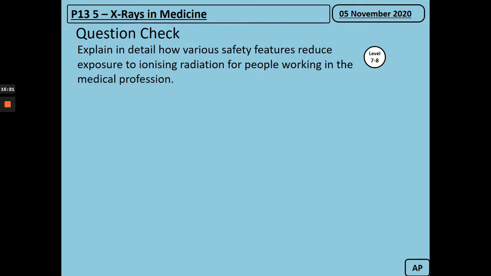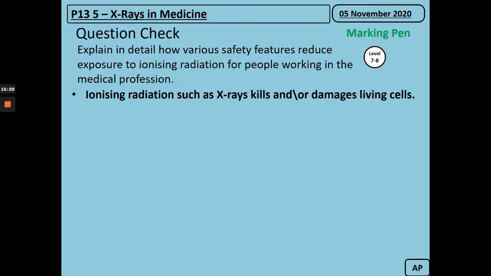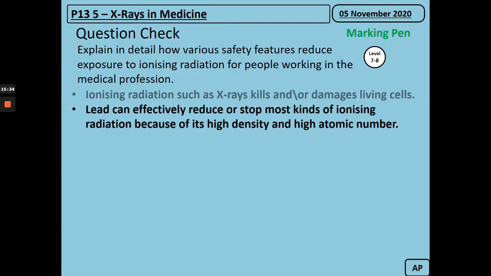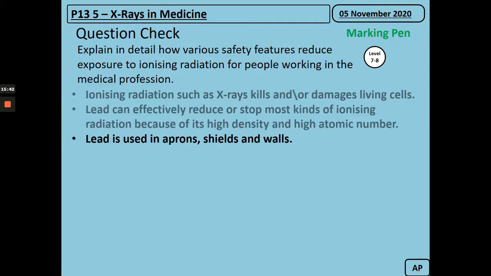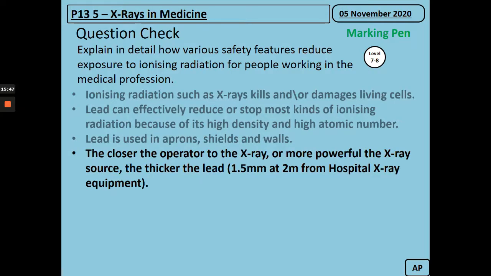Right, so explain in detail how various safety features reduce exposure to ionising radiation for people working in the medical profession. So you should have said ionising radiation such as X-rays kills or damages living cells. Lead can effectively reduce or stop most kinds of ionising radiation because it has a high density and a high atomic number. Lead is used in aprons, shields and walls. The closer the operator is to the X-ray, the more powerful the X-ray source, so the thicker the lead would need to be. So 1.5 millimetres at 2 metres from the hospital X-ray equipment.